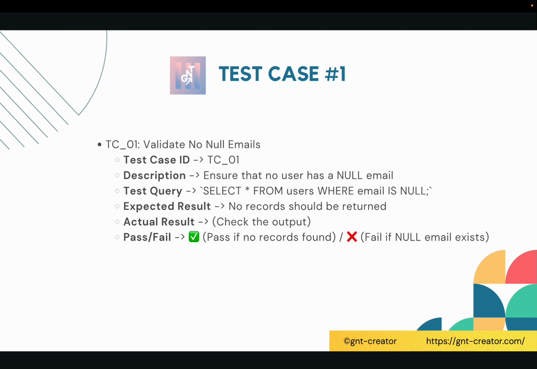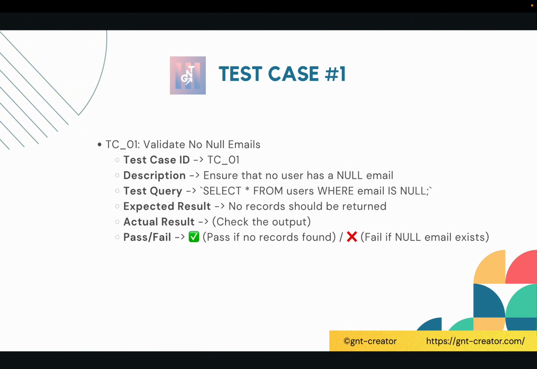So, test case number 1. Validate no null emails. As you can see, this is test case number 1. We can see its name right here. Test case ID is TC_01. Description, it ensures that no user has a null email. So that's the test query itself. We will copy it in a minute. Then expected result, no records should be returned. Actual result, we need to fill up this field after the test execution. And pass or fail status.